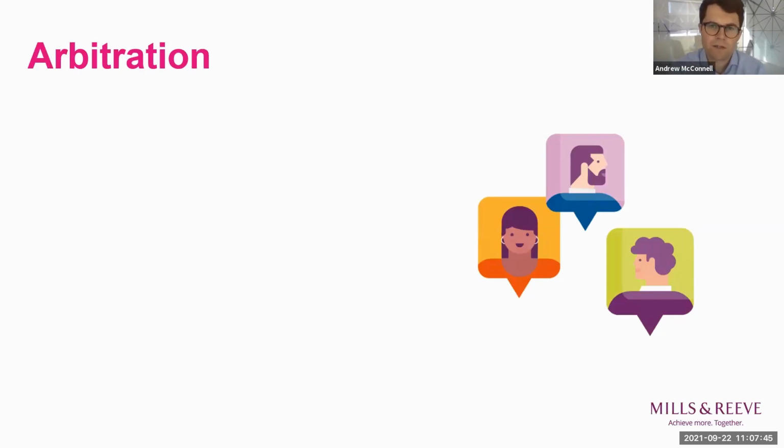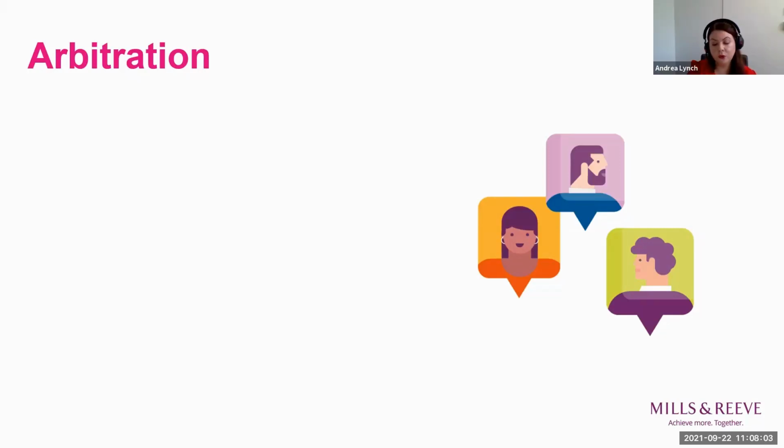So yeah, arbitration is obviously an alternative to litigation, and it's based on the parties' agreement. So all parties to the dispute must agree to submit it to arbitration. And like a judgment, the decision of the tribunal is a final and binding one.